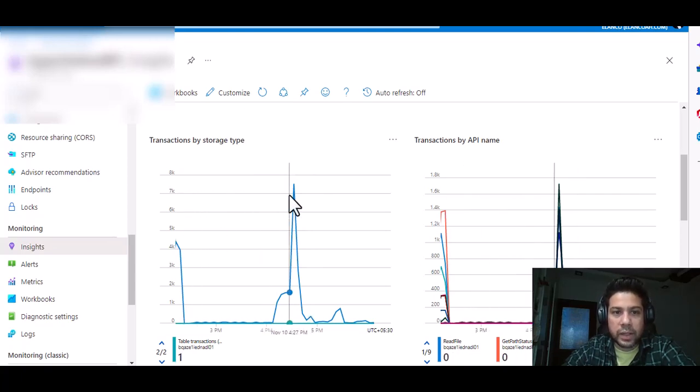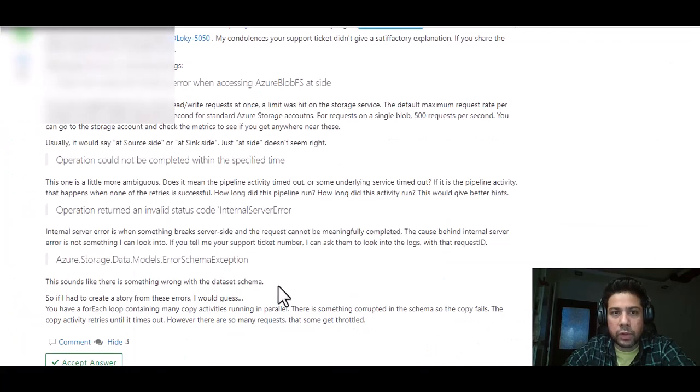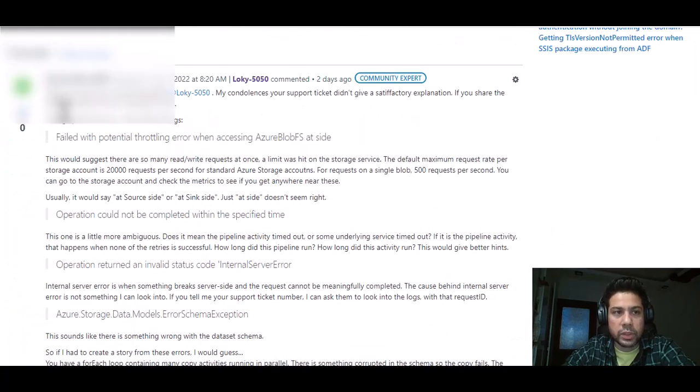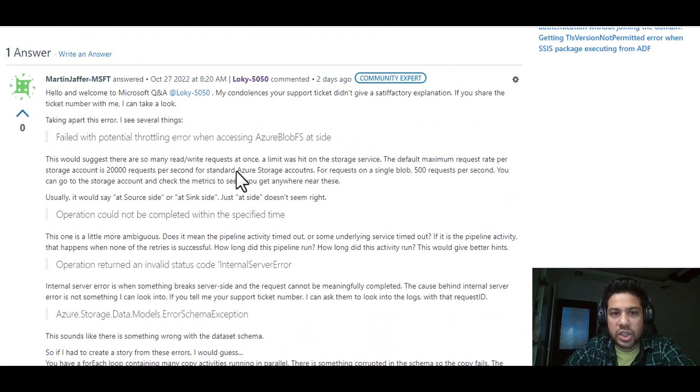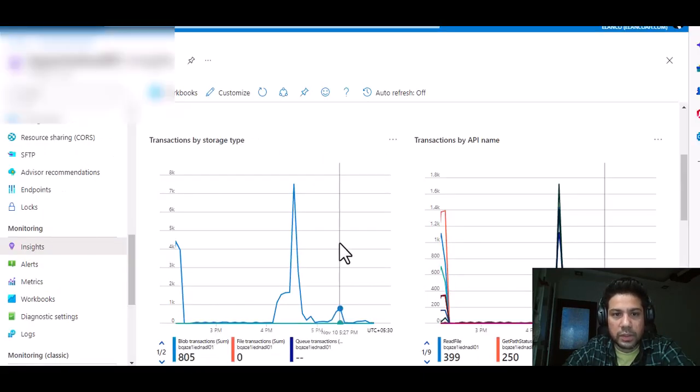So I think this metric gives you the idea of the transactions by storage type, and it doesn't necessarily give you an idea of just the number of transactions on a single blob. So what I would do is reply back to Martin in this case, and I'll try to find out how we can check these two metrics, that is, metrics at a single blob versus metrics at the storage account. So now let's look at this.